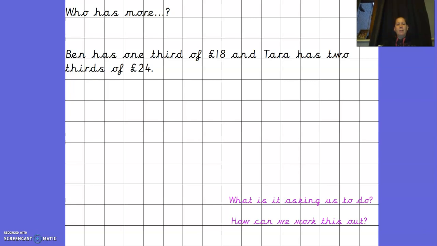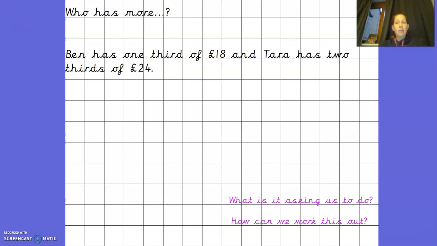Okay, have a look at this one. Who has more? Ben has 1/3 of 18 pounds and Tara has 2/3 of 24 pounds. Have a think. What is it asking us to do? How can we work this out? Pause the video while you have a go.